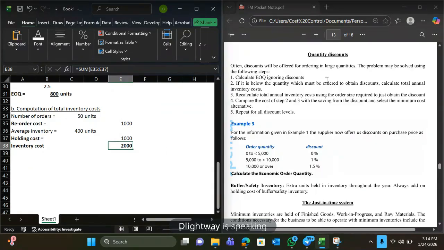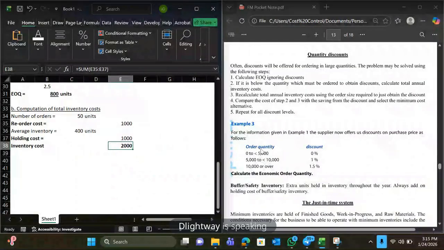So what this quantity discount process is saying is that, first of all, we need to calculate our EOQ. Once we've calculated our EOQ, we need to calculate the inventory cost for the EOQ. Then we need to calculate the purchase cost for the EOQ. Once we've gotten the purchase cost for the EOQ, we have to add our inventory cost for the EOQ to the purchase cost for the EOQ. That is for the EOQ aspect.